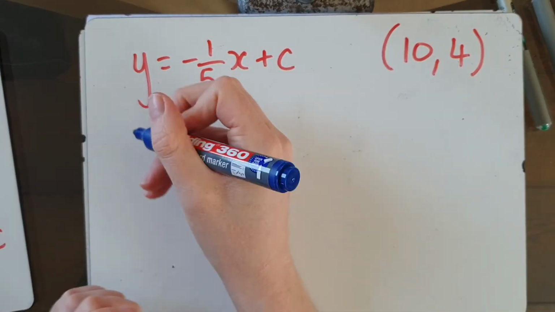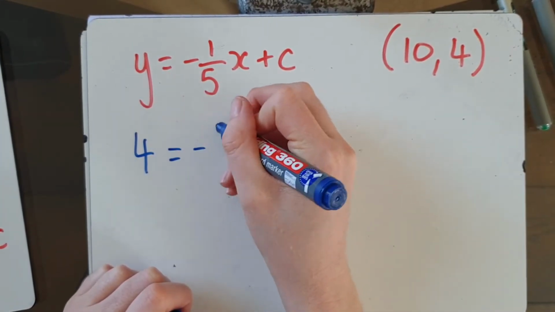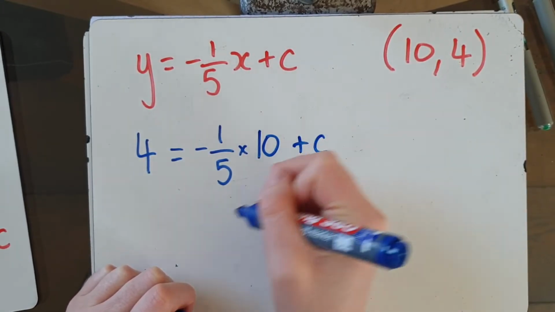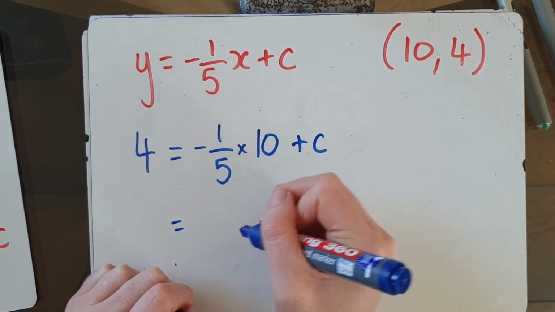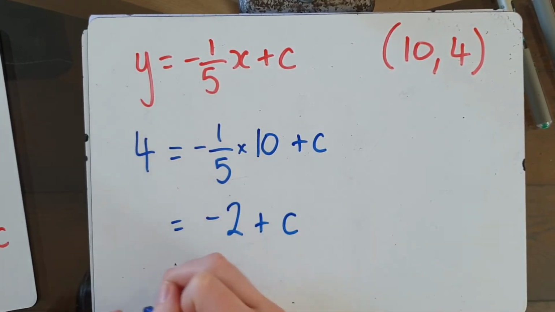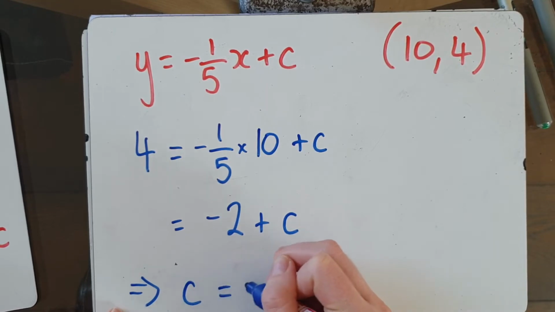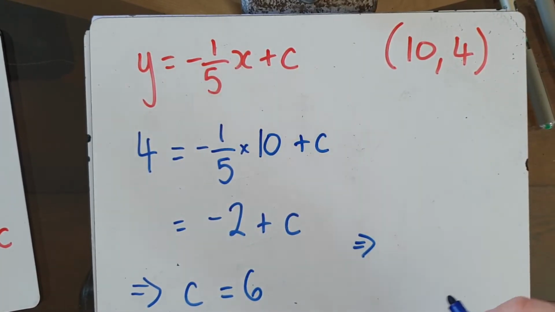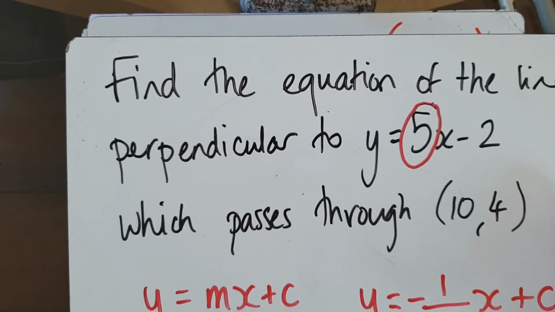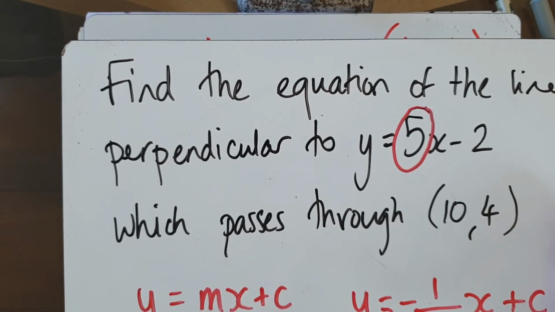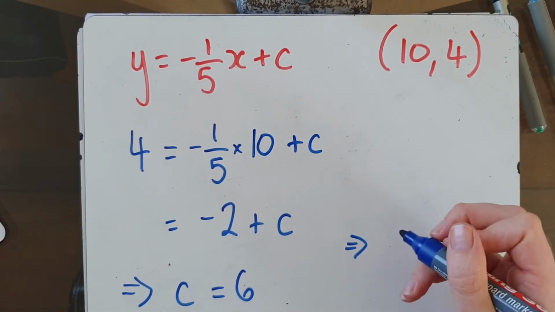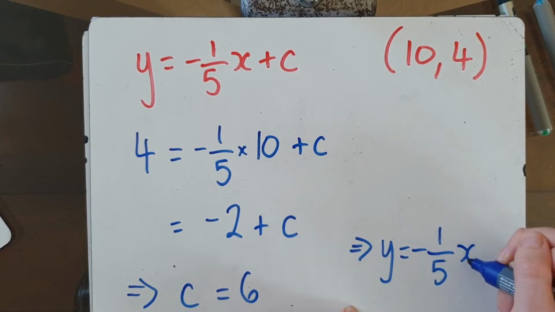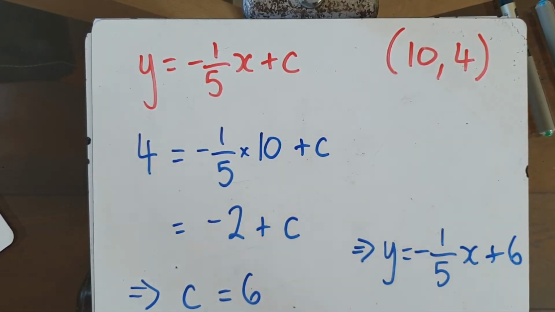So y is 4 equals negative a fifth of x, which is 10, plus a constant. So it equals negative 2 plus a constant. So c equals 6. Then that means that the equation of the line which is perpendicular to y equals 5x minus 2 is going to be y equals negative a fifth x plus 6.